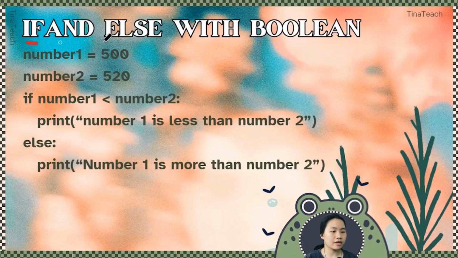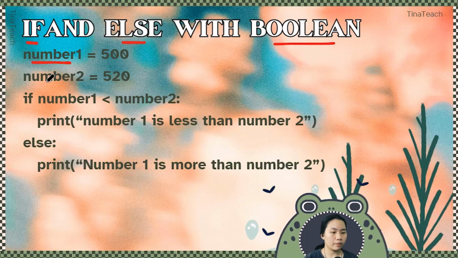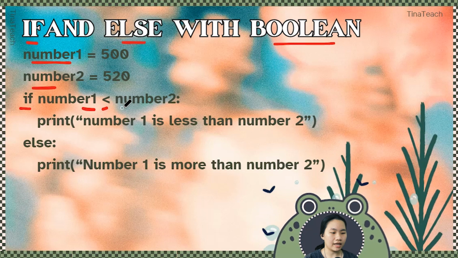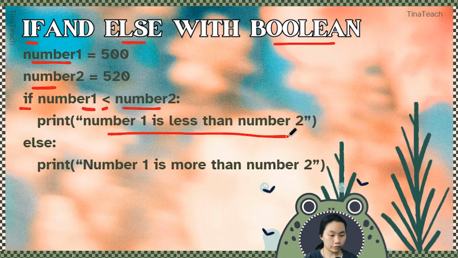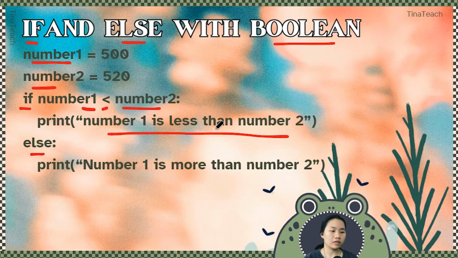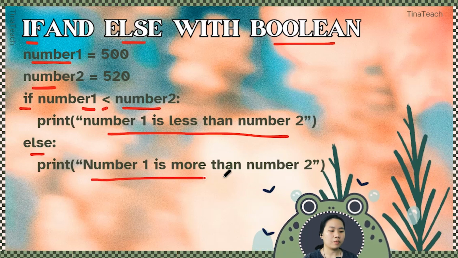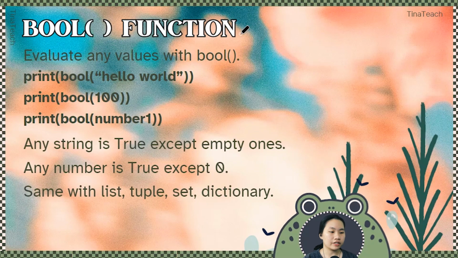Next up, using if and else with Boolean. We have the same variables, number1 and number2. If number1 is less than number2, print number1 is less than number2. But if it is not, aka if it is more than number2, print number1 is more than number2.